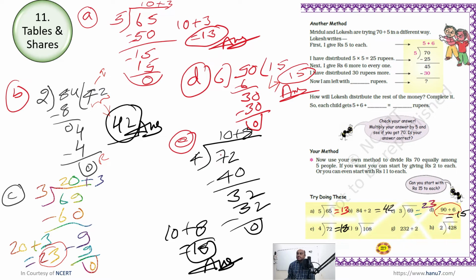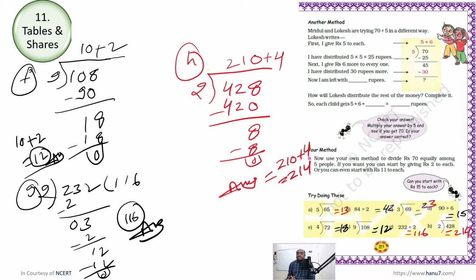Next, the e bit is 72 divided by 4, but we have to follow the method which is given in the textbook. So what did I choose here? I know 4 into 10 is 40, so the left out item is 32. I know 4 8s are 32, so I got a 0 here. So 10 plus 8 is equal to 18.